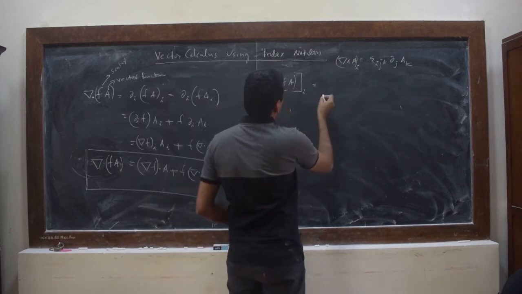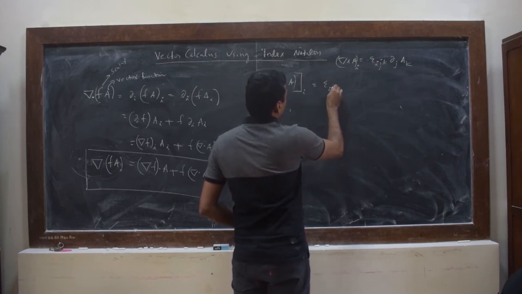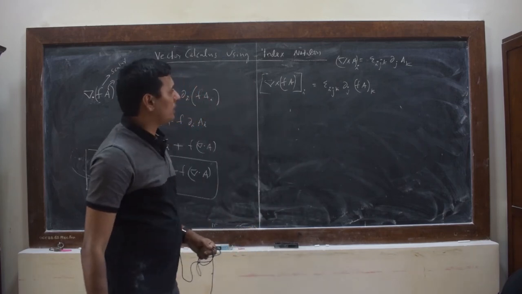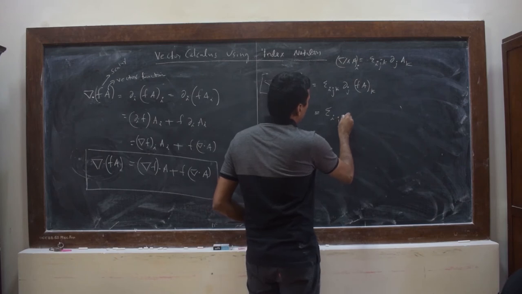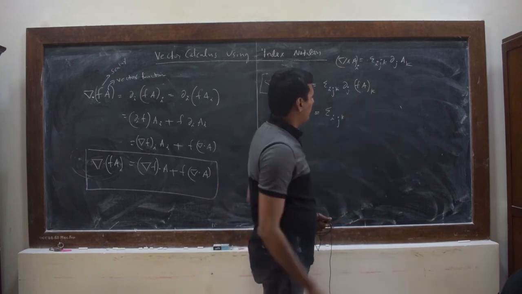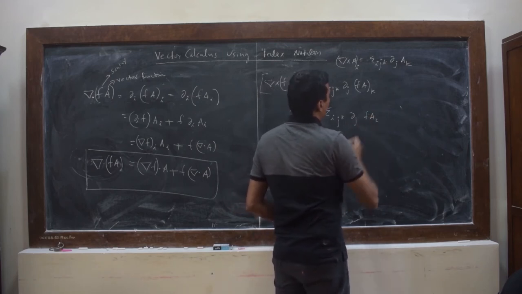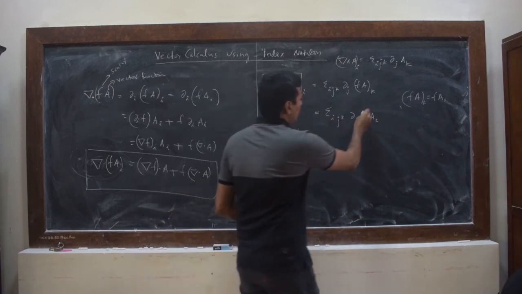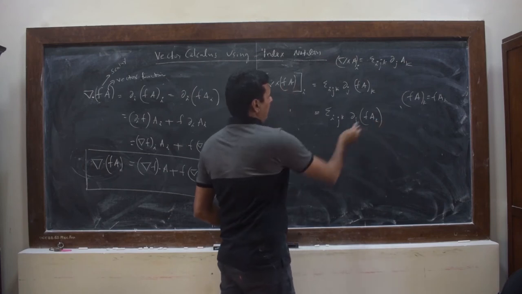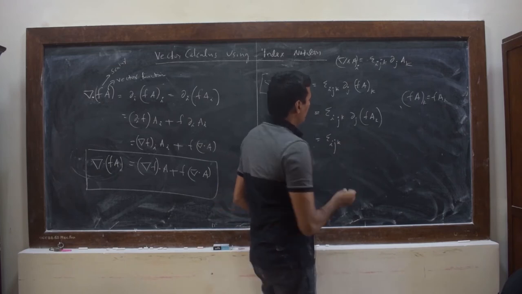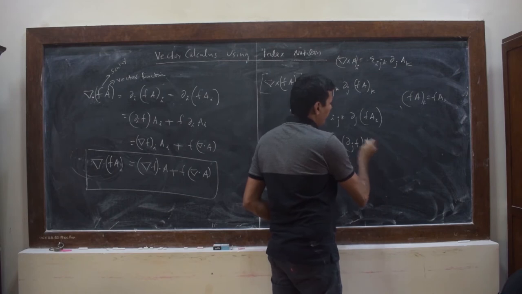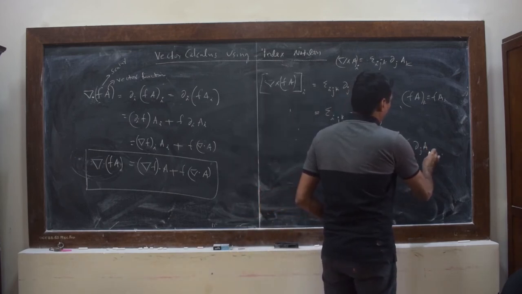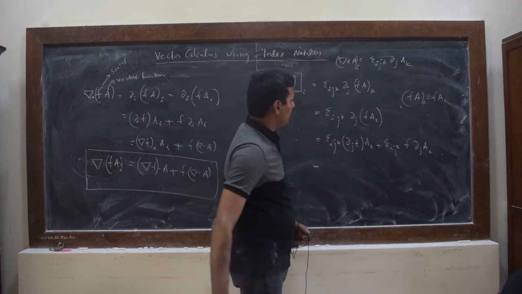So del cross f a, whose ith component, is going to be equal to epsilon_ijk del_j of (f a) whose kth component, and that is equal to epsilon_ijk del_j, and you know that f a whose kth component is nothing but f a_k, which is nothing but f into a_k. So this is the case. The derivative operator acts on both f and a. So this is equal to epsilon_ijk del_j f into a_k plus epsilon_ijk f into del_j of a_k.